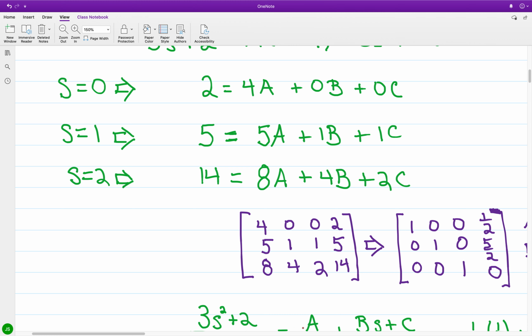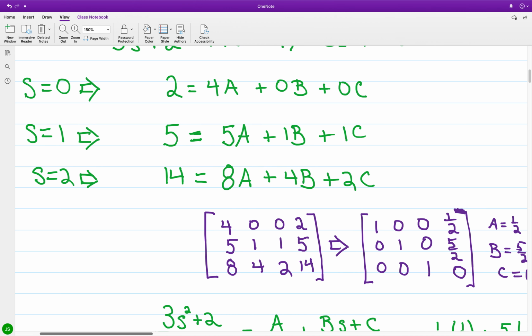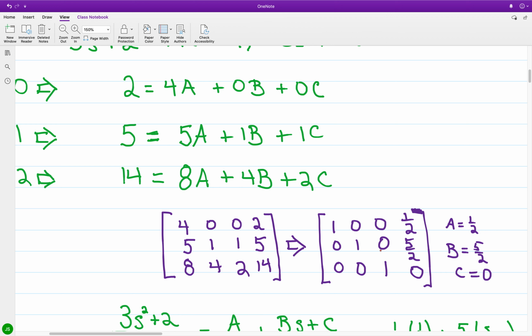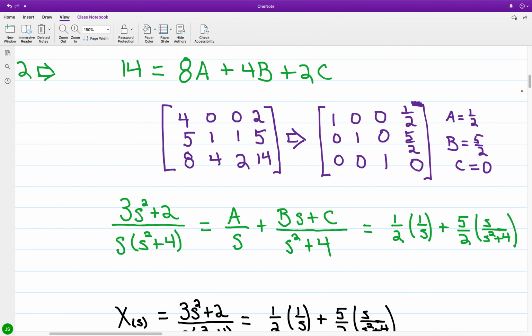And again, performing the reduced row echelon form, I have A is equal to 1/2, B is equal to 5/2, and C is negligible. And so for the partial fraction decomposition, A over s is transformed to 1/2 of the reciprocal of s. And again, C is negligible, but for B at 5/2, you're going to have 5/2 of s over s squared plus 4.